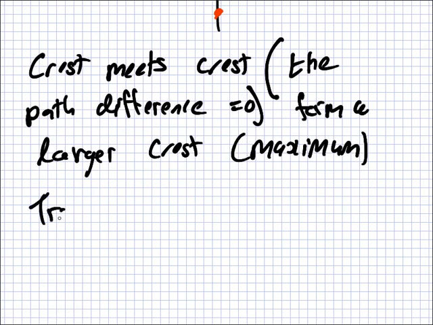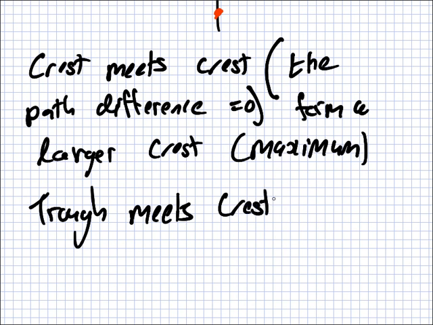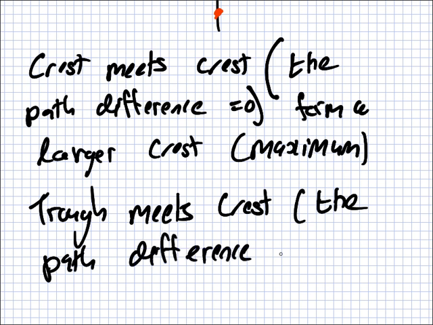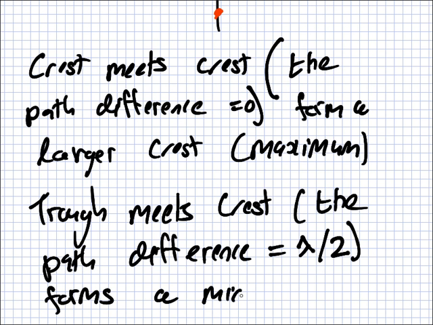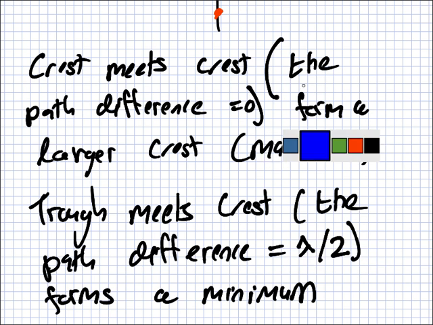Then you should say trough meets crest, the path difference is half a wavelength, I think, or yeah, forms a minimum. So the only thing you were missing, Ben, was this.